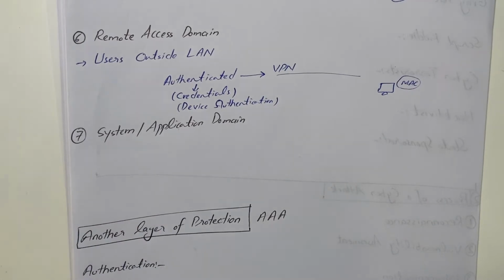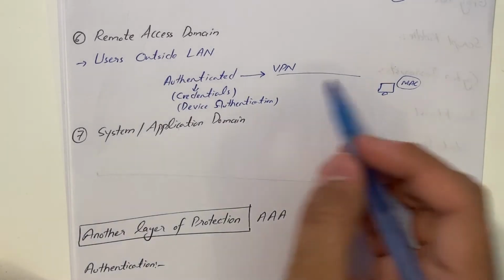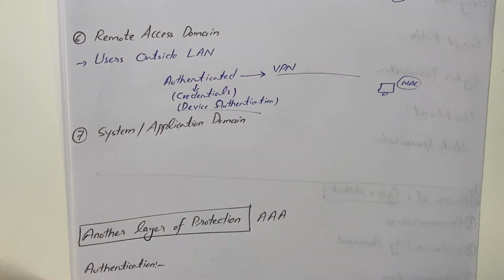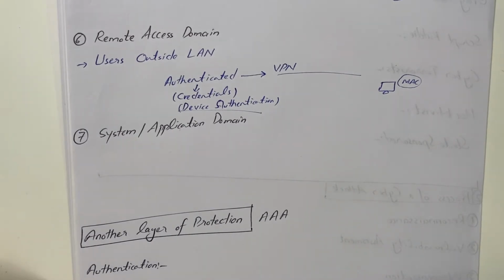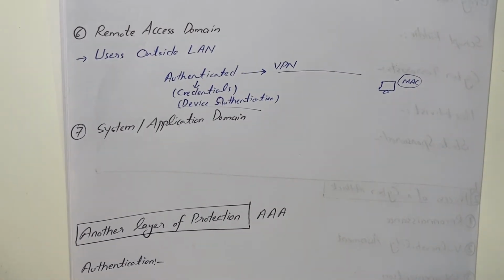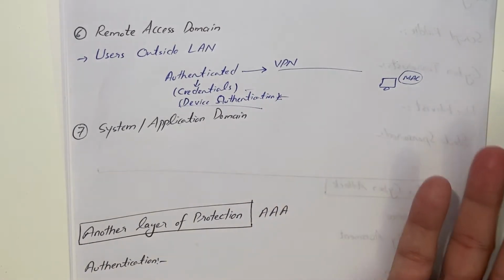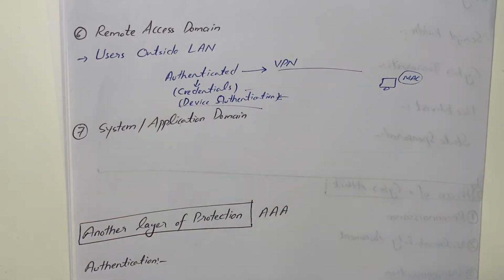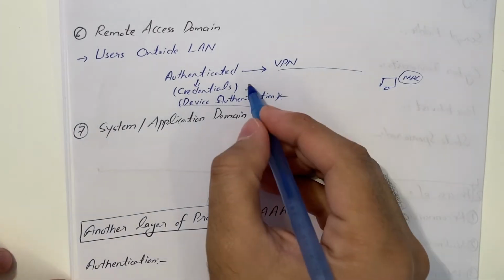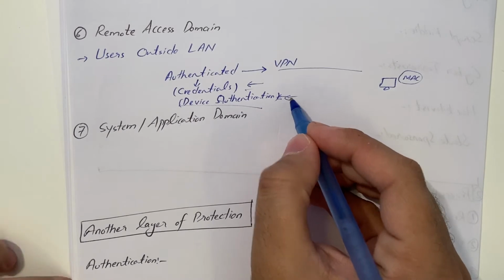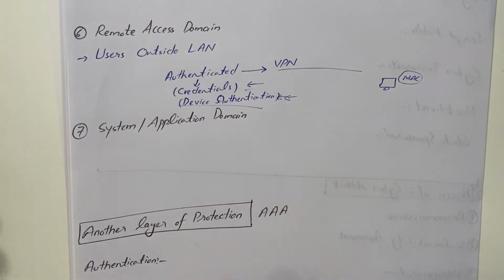So even if you use your own computer and try to access your organization's resources with your exact username and password, there is a possibility that if they do device authentication, they will not let you in unless you use the Nexus Lexus computer. Are you getting my point? That's why device authentication is also very important. If you lose your device, then people can access the organization's resources. So if credentials get compromised and the device gets compromised, then the remote access domain will be vulnerable, of course.